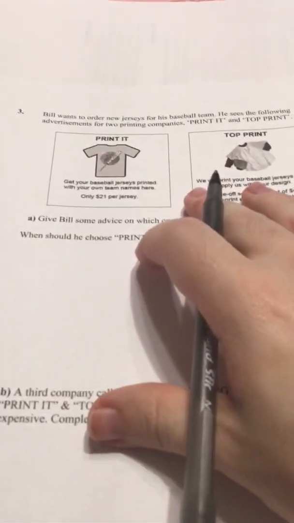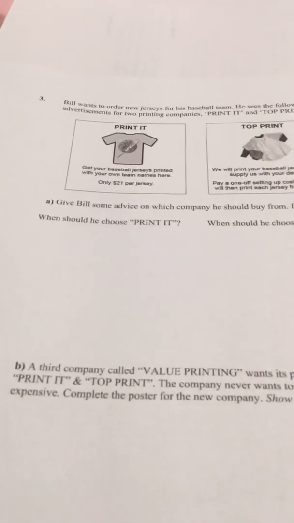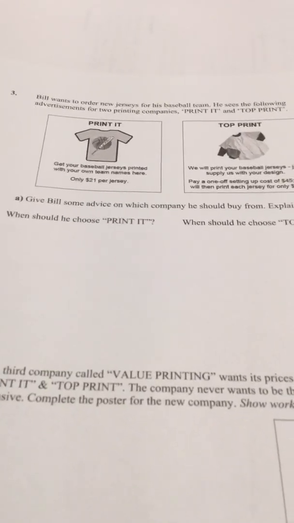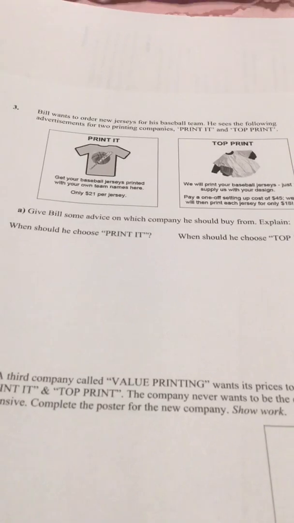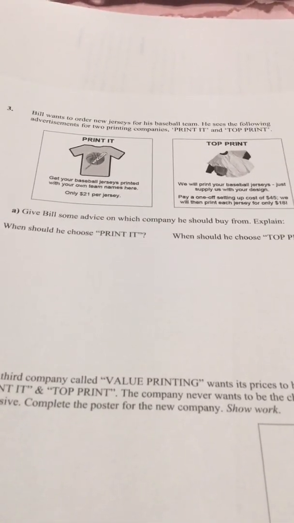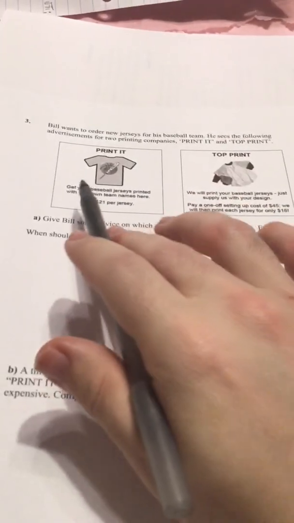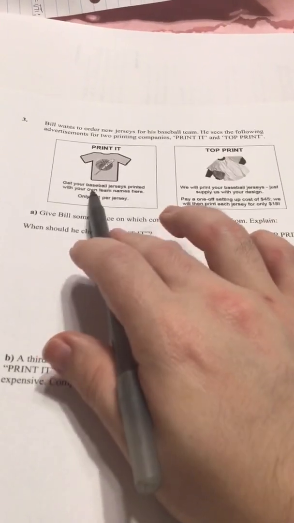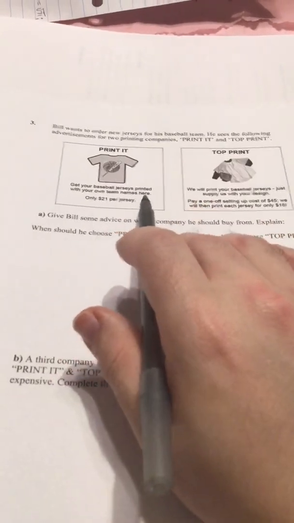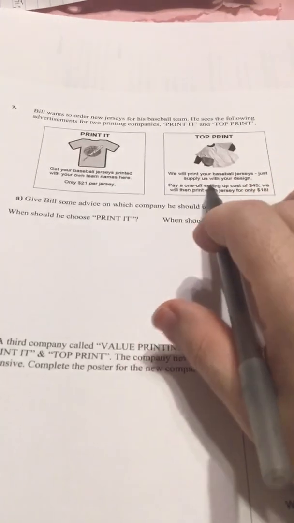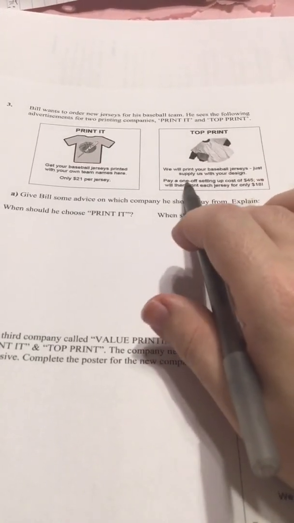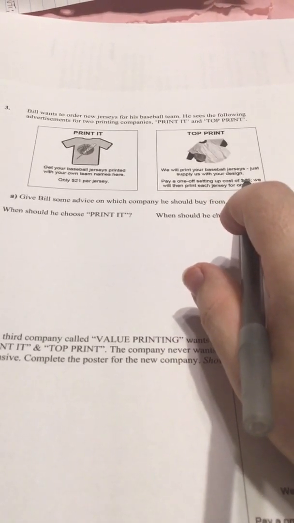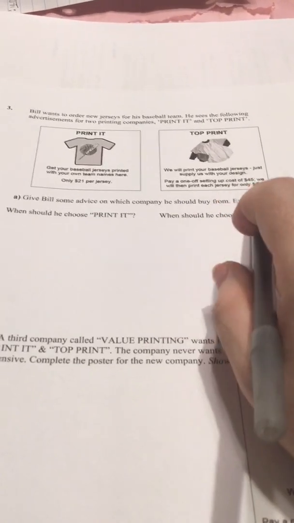If we take a look at this situation, Bill wants to order new jerseys for his baseball team. He sees the following advertisements for 2 printing companies, Print It and Top Print. With Print It, get your baseball jerseys printed with your own team names here. Only $21 per jersey. With Top Print, you need to supply them with your design, pay a one-off setting up cost of $45, meaning you have to pay $45 plus $18 per jersey.